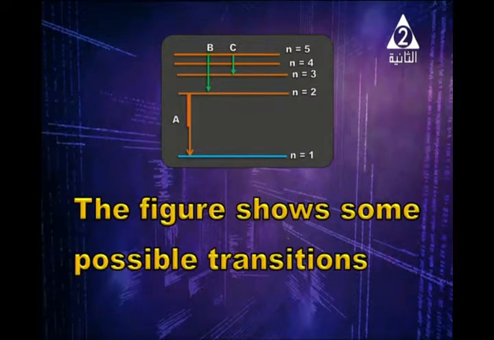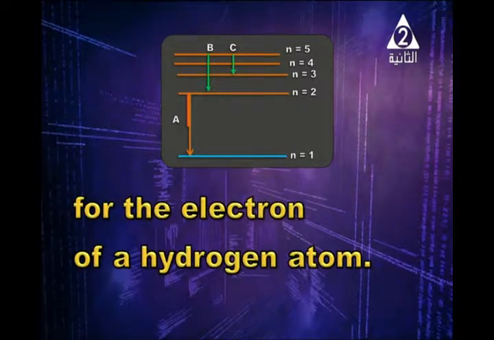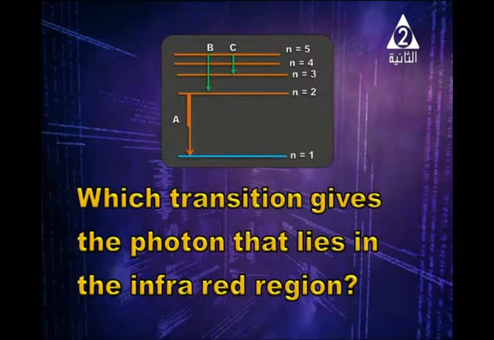And now we've got a problem in front of you. We've got energy levels. The figure shows some possible transitions for the electron of a hydrogen atom. Which transition gives the photon that lies in the infrared region? Infrared region. Okay, it's easy. It must be line C.